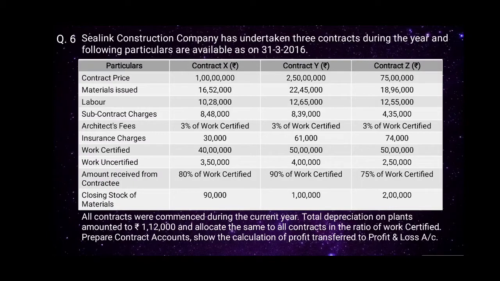Total depreciation on plants amounted to rupees 1,12,000 and allocate the same to all contracts in the ratio of work certified. So the work certified amounts for the 3 contracts are given as 40 lakhs, 50 lakhs and 50 lakhs. So it will be in the ratio of 4:5:5. Prepare contract accounts. Show the calculation of profit transferred to profit and loss account.